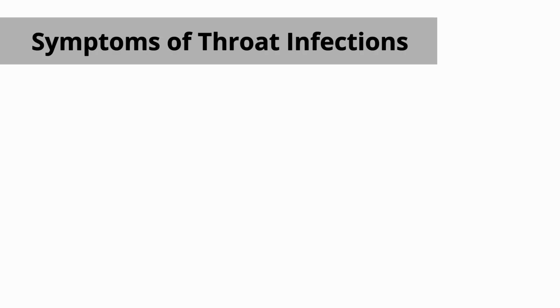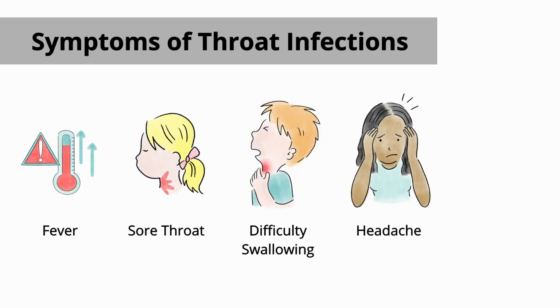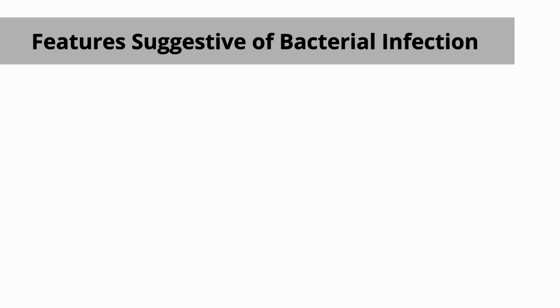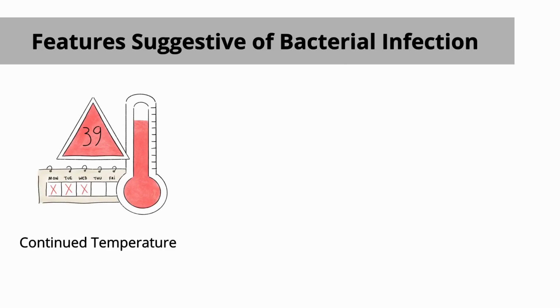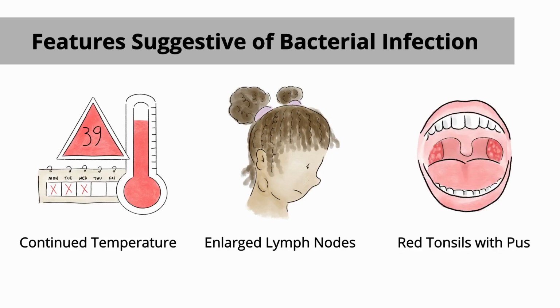Symptoms of throat infections include fever, really sore throat, difficulty swallowing, headache, feeling tired and generally unwell. It can be really hard to tell viral from bacterial sore throats. Features that are more suggestive of a bacterial infection include a temperature that doesn't resolve after a few days, enlarged lymph nodes, particularly in the neck, and red tonsils with pus on them.